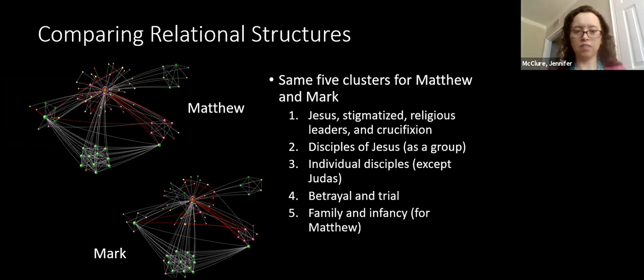And then lastly, our fifth subgroup, above and to the right of Jesus's subgroup, are Jesus's family and followers. And in Matthew, which has an infancy narrative, which Mark lacks, other people who are part of the infancy narrative, like the wise men, are also part of that fifth subgroup in Matthew. So largely, these two gospels have a lot of overlap. They depict people very similarly in terms of centrality, and they have essentially the same relational structure.